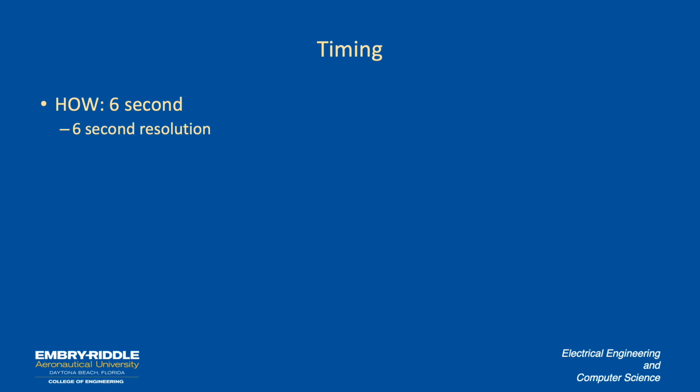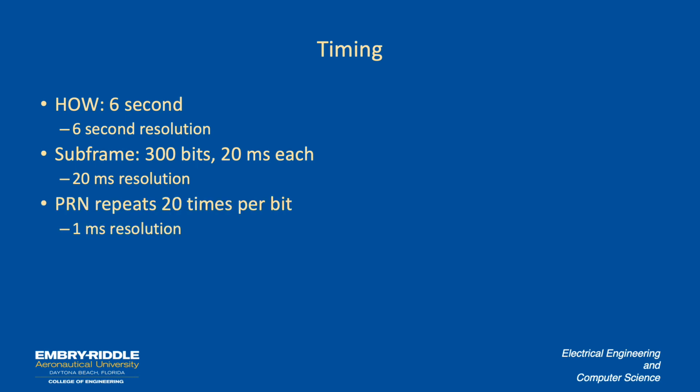So we think about the timings involved now. The handover word had a 6-second resolution because that was coming in on every frame. The subframes each came in every 1.2 seconds, but inside the bits in each one were 20 milliseconds apart. So that gives us a 20 millisecond resolution, which is not good enough to come down that close. The pseudo-random noise, though, repeats 20 times per bit, so that gives us a 1 millisecond resolution if we can figure out how rapidly the pseudo-random noise is repeating.